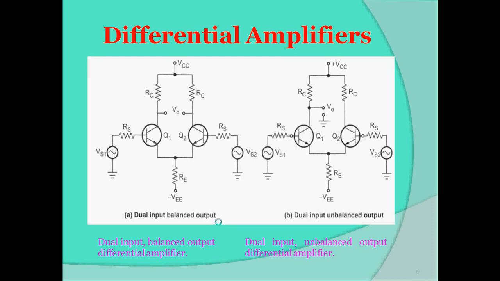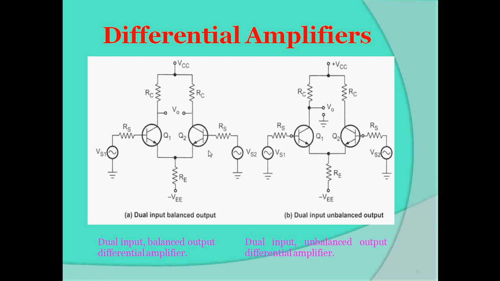The first circuit is the dual input balanced output amplifier. Depending on the number of inputs, we can see here both the transistor bases are connected to the sources, input voltages Vs1 and Vs2 applied to the bases of transistors Q1 and Q2. So it is dual input, and the output is collected between the two collectors, so it is balanced output. Having two inputs, it is a dual input balanced output differential amplifier.